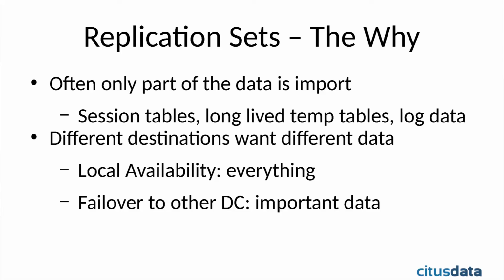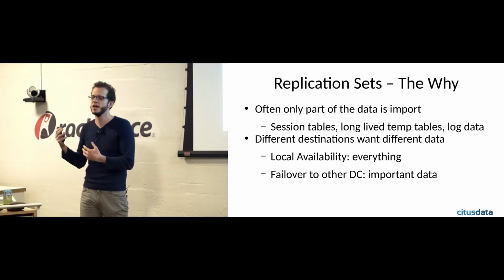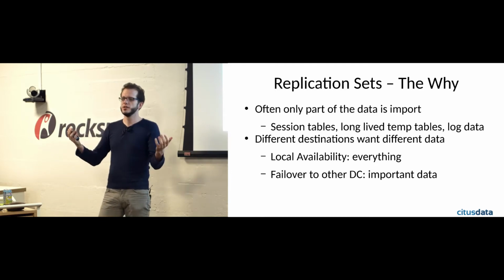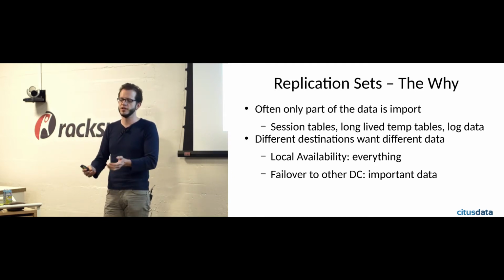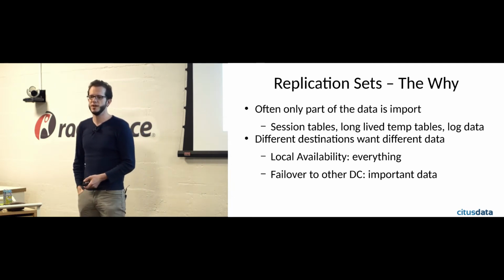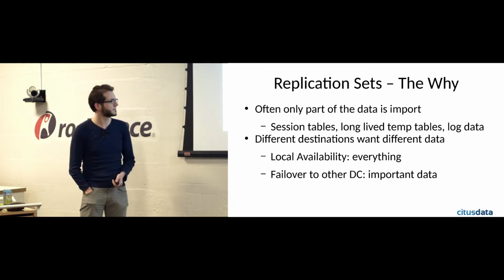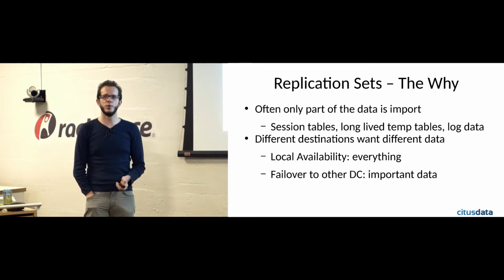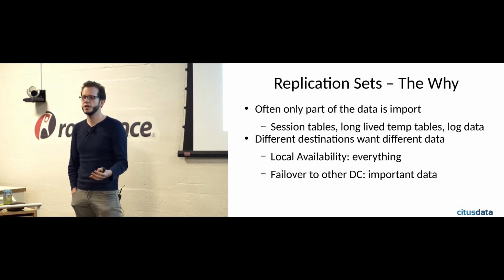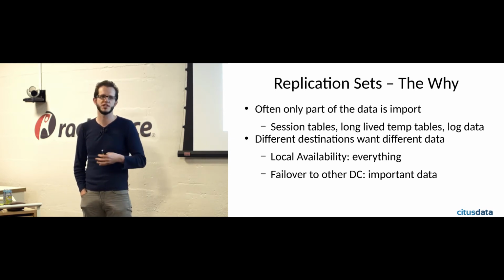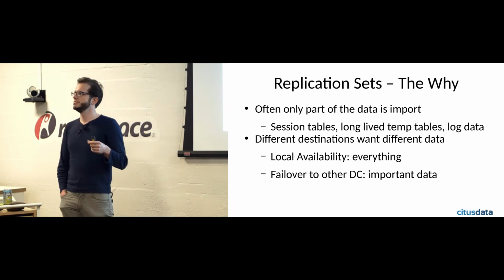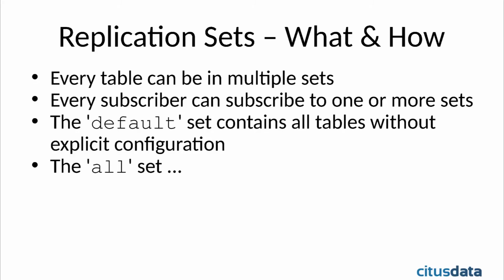But in many cases, you don't want to actually replicate all the data in a database. A common case is that you have a log table, you have session data, and these you don't necessarily want to replicate over the Pacific because even your big dark fiber costs money or has limited bandwidth. So what you can do is configure replication sets. A replication set is basically just a name for a set of tables. Every table can be in several replication sets.